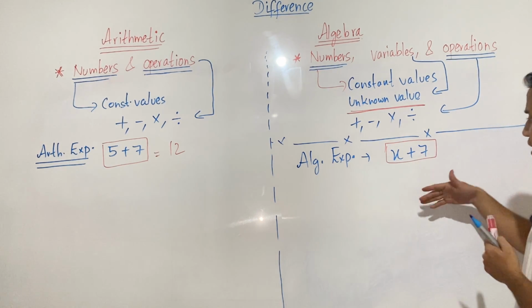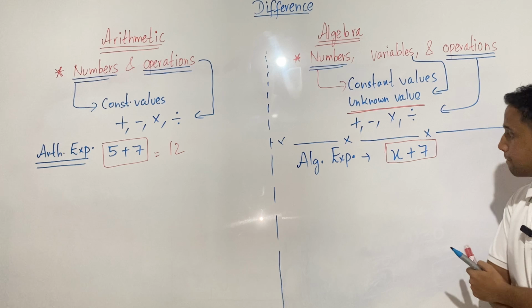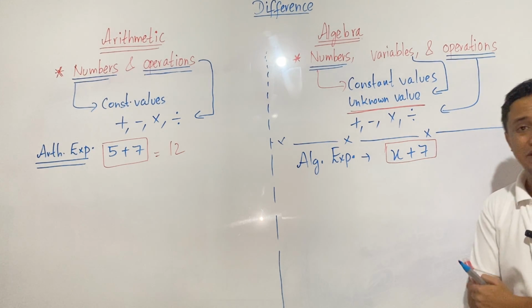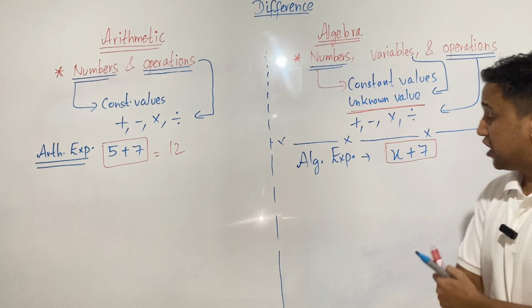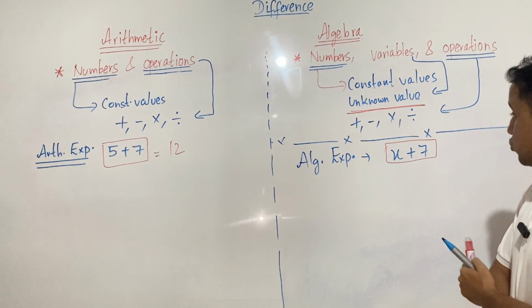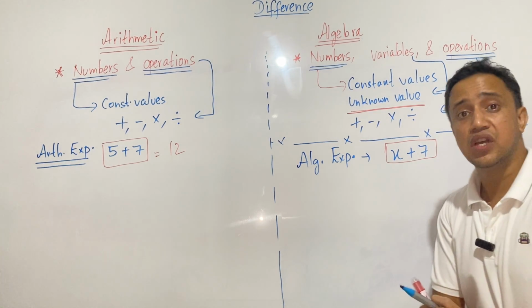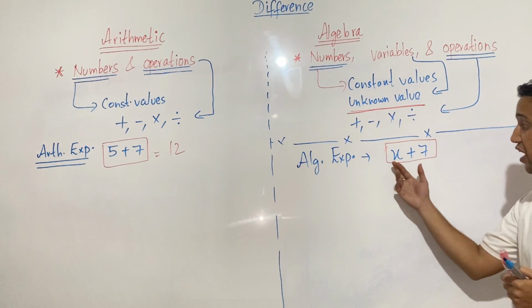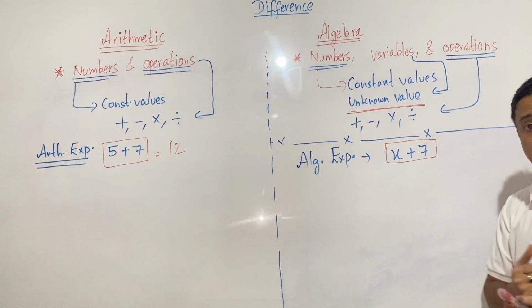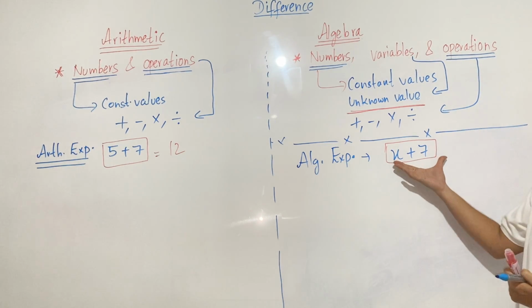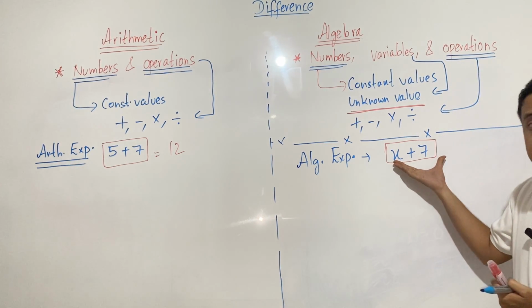Now if you look at this expression, and if I ask you what's going to be the answer of this expression, if you look at it for a long time, you will be confused about how we are going to solve it, because here we are using a variable and the value is unknown. So if x is unknown, how are we going to get the value of x plus 7?